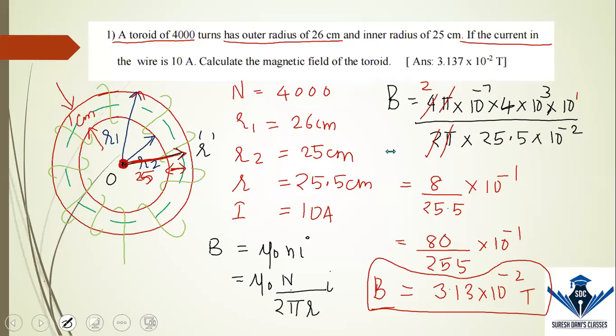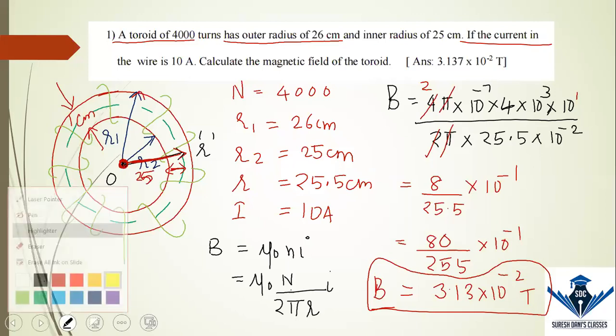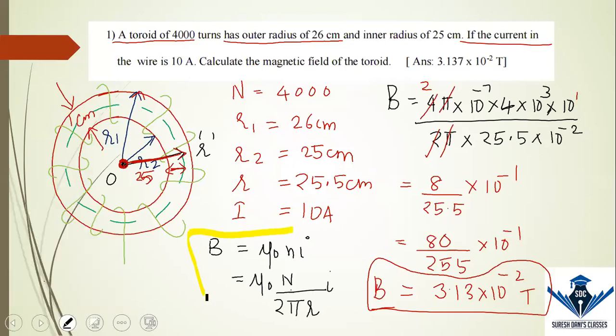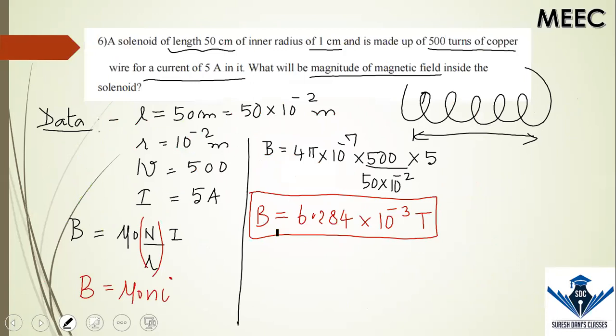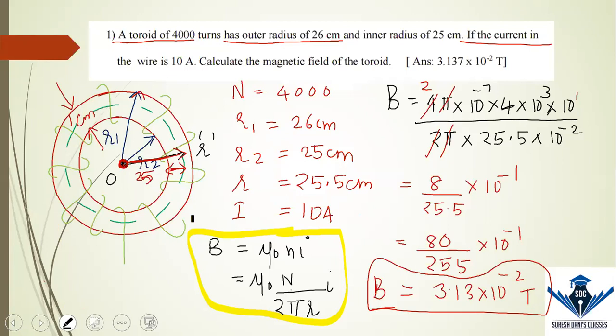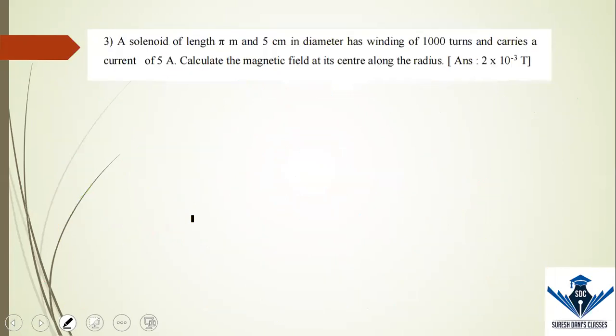So this is our formula that we need to highlight here. This is the formula that we are dealing with. So ये हमारा formula है जो हम यहाँ याद कर रहे हैं, और यहाँ पर हमारा जो formula था, this is a formula which we need to remember. This is solenoid, this is toroid. Let's move to this question.